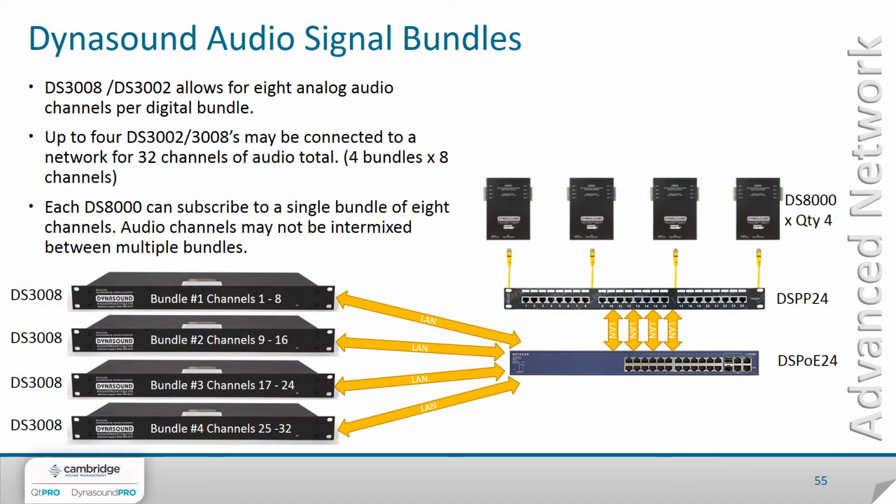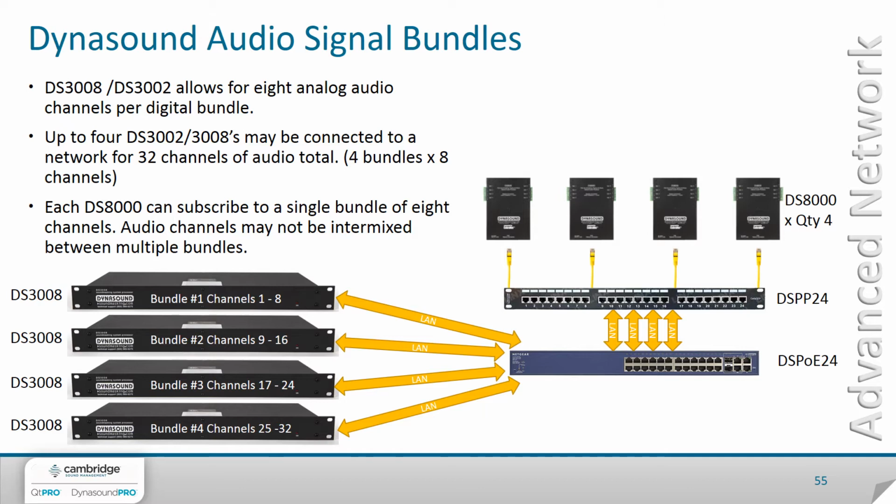Each DS3008 may be assigned to a single bundle of 8 audio input channels per bundle. Up to 4 bundles of 8 channels may be used simultaneously, making the maximum channel count of a system 32. A DS8000 can subscribe to a single bundle of channels, meaning it can reproduce any of the 8 channels of audio which are unique to that bundle.